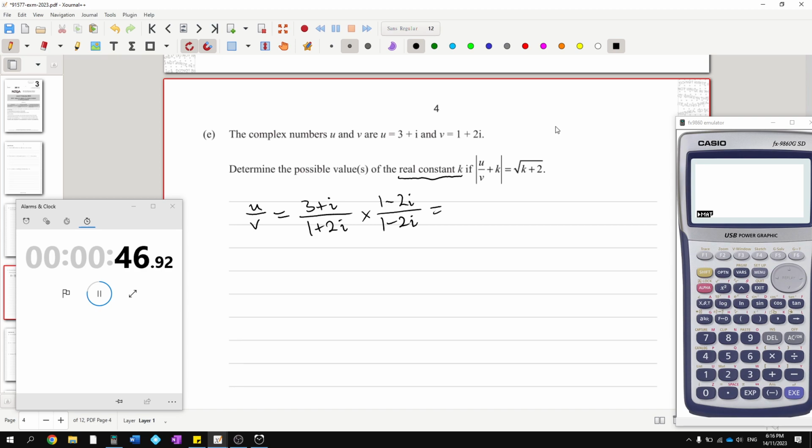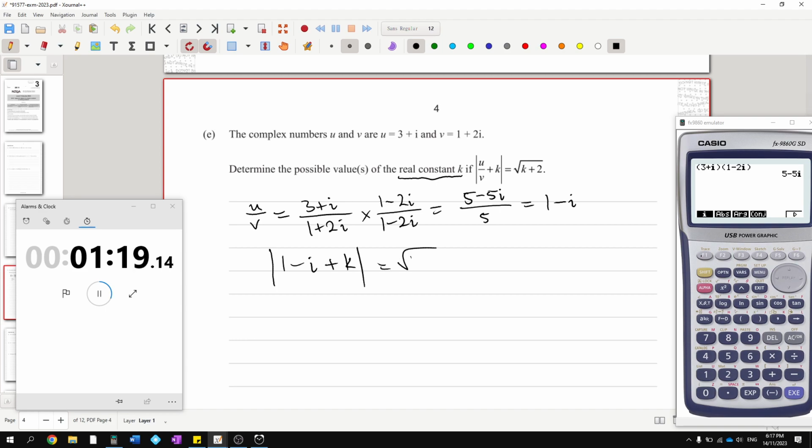Jeez, what am I doing? Okay, so it's going to be a 5 on the bottom, right? And then for the top, it's just going to be 3 plus i times 1 minus 2i, 5 minus 5i. Wait, that's pretty nice actually. So it's just 1 minus i. Okay, so 1 minus i plus K. Absolute value of that is K plus 2.